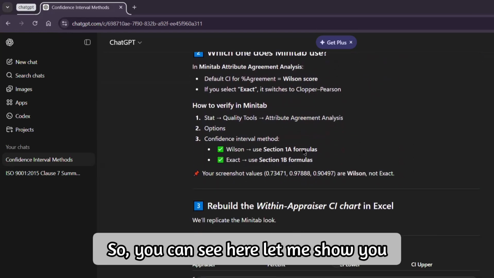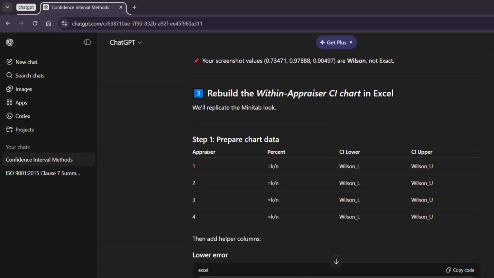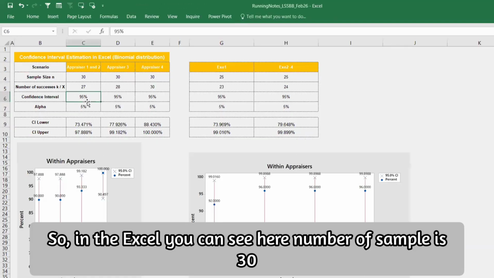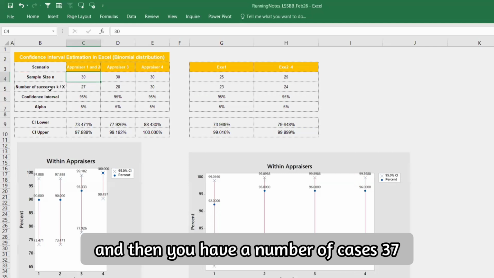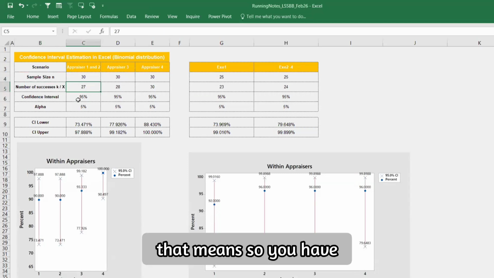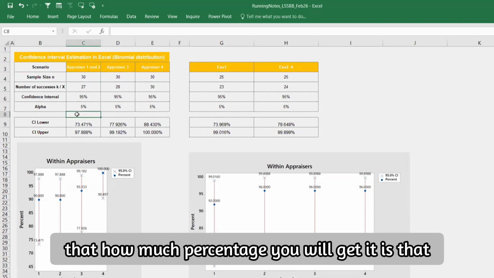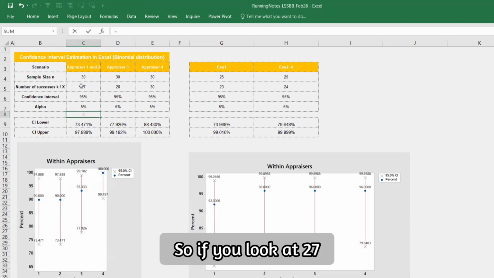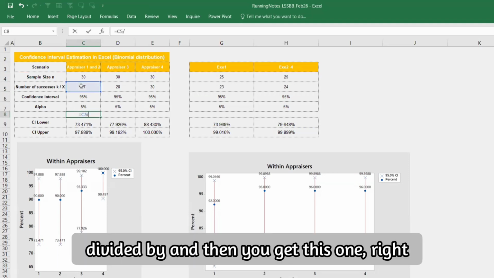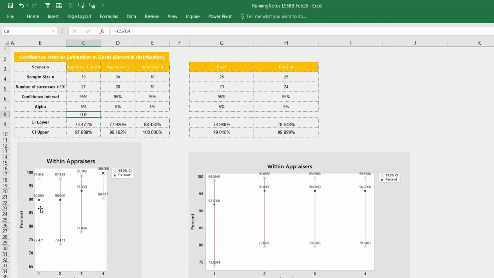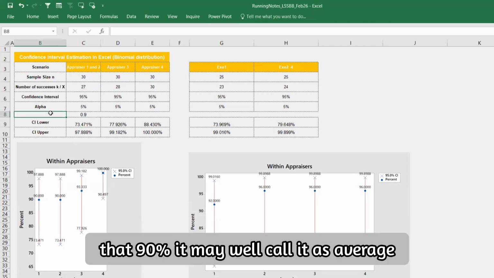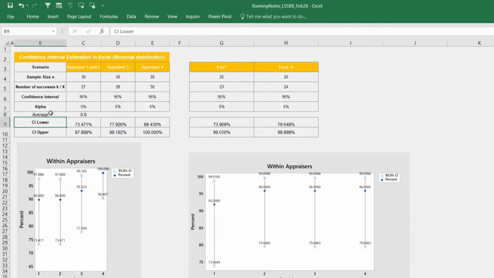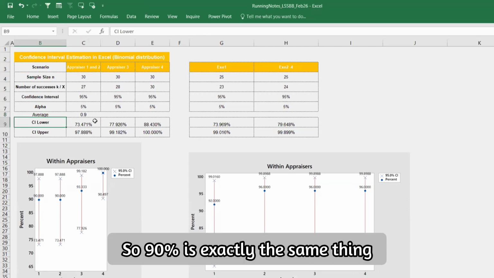So let me show you that same thing in Excel. In the Excel, you can see the number of samples is 30 and the number of cases is 27. So if you look at 27 divided by 30, you get 90%. So the average is 90%. We will call it the average. So 90%, exactly the same thing.